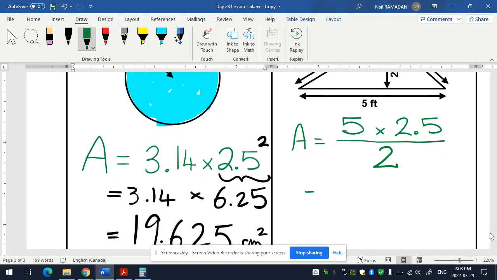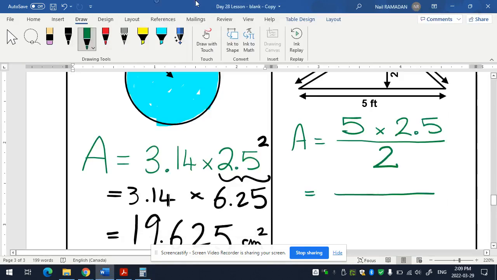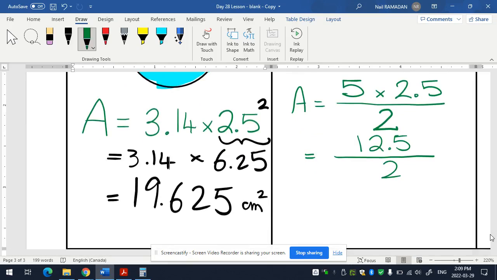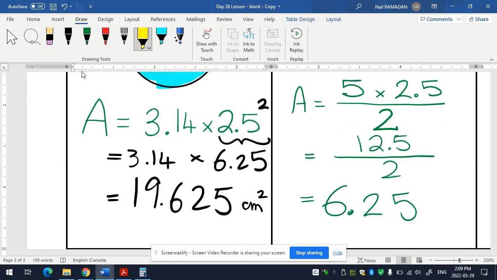Okay. Can someone tell me which part of this calculation I should safely do first? Yes, of course. Look at these two. They're on their own level. Get rid of them first. So what's 5 times 2.5? 5 times 2.5 is 12.5. And then you divide that by 2. So you get an area of this triangle of 6 point what? In what unit? It's an area, so what squared? Feet squared.